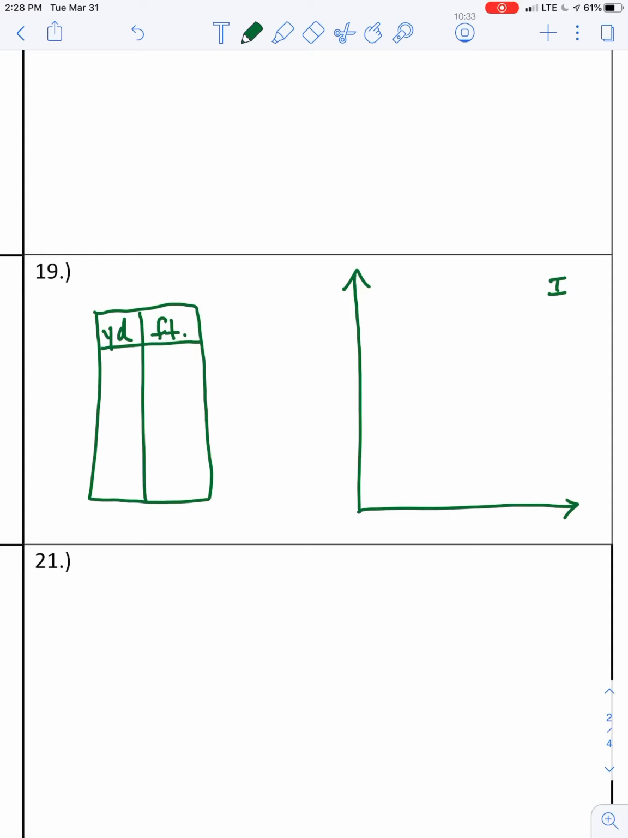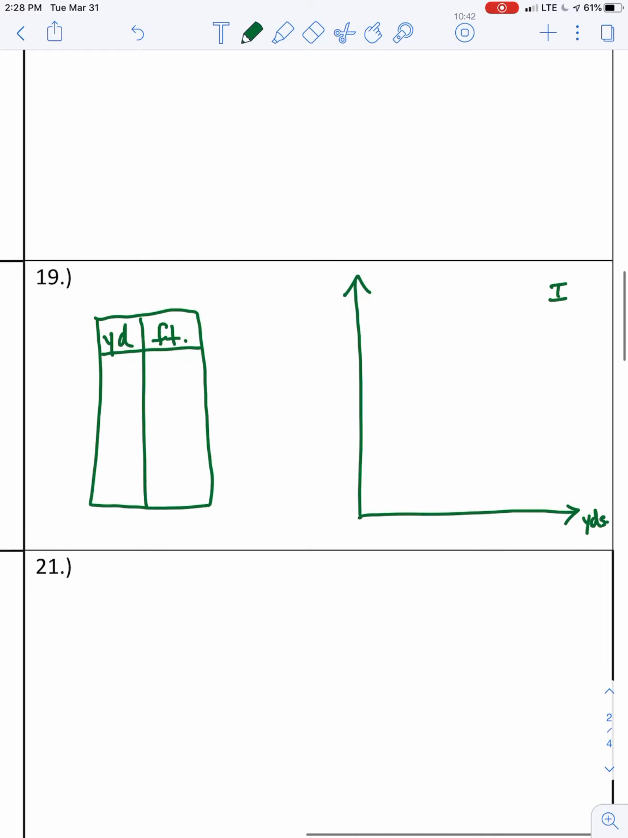We were instructed to label the horizontal axis as yards, and we were instructed to name the vertical axis feet. So let's go ahead and do that. They gave us our coordinates. We have our yards 1, 2, and 3, and our feet 3, 6, and 9. That's pretty easy. We know that 1 yard is equivalent to 3 feet. We know that 2 yards is 6 feet and 3 yards is 9 feet. That's no big secret. We know that.